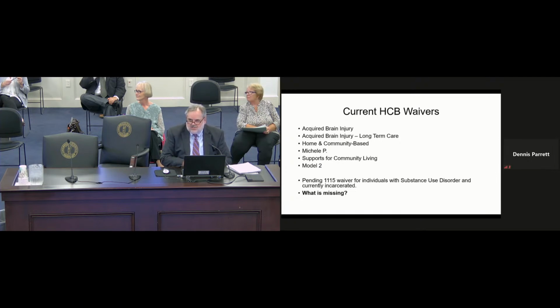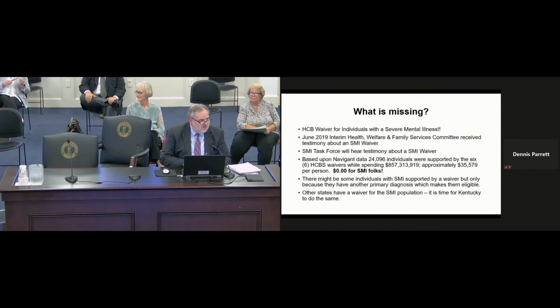These are the 6 HCB waivers we currently have. There's an 1115 waiver for people with substance use disorder that's pending. Hopefully that happens if folks are incarcerated, and hopefully that does take place. My question to you is, what is missing from this slide? Hopefully you've heard this before. Should have a drum roll for that. Individuals with severe mental illness.